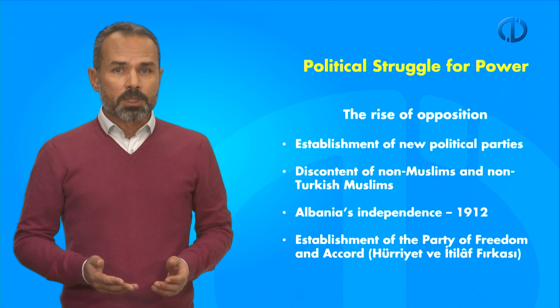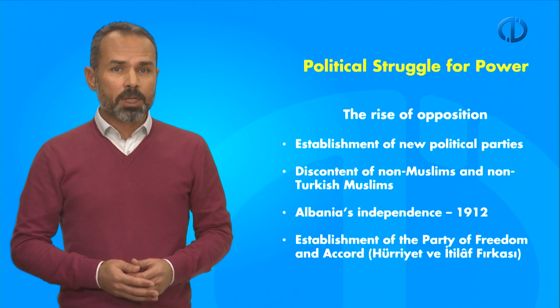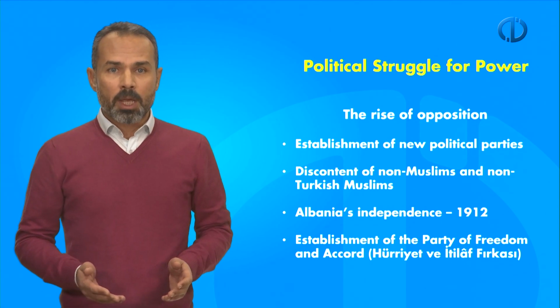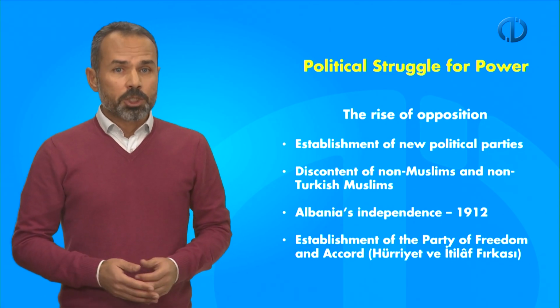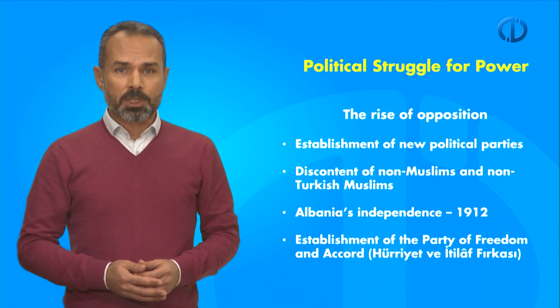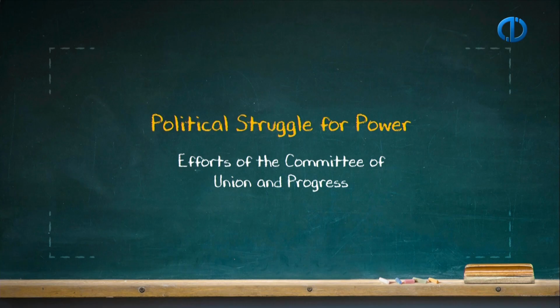Another development was the foundation of the Party of Freedom and Accord, which brought together all the opposing groups and parties. In a short time, this party won a victory in a by-election in the capital. Having seen the seriousness of the opposition, the Committee of Union and Progress channeled their efforts into conciliating the Albanians and the domestic rivals. However, they failed in their attempts.